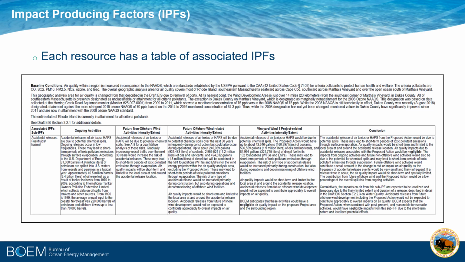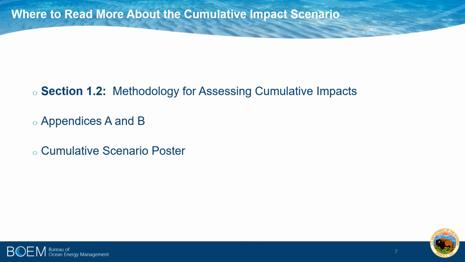The individual contribution of the proposed project and overall conclusion on impacts to the resource by each impact-producing factor is then provided. For additional details on the impacts from the proposed project, please see the draft EIS. For more information regarding the cumulative impact scenario, please see the supplemental EIS sections referenced here or the cumulative scenario poster on the virtual meeting room webpage.